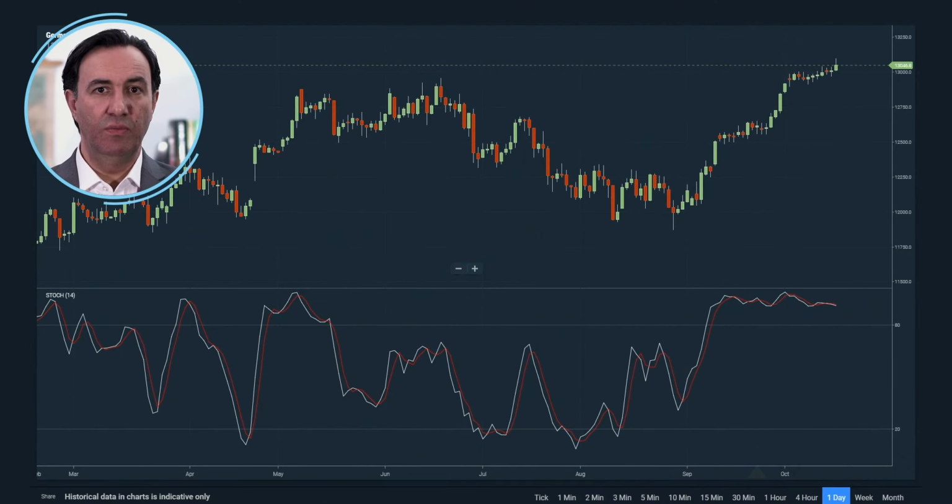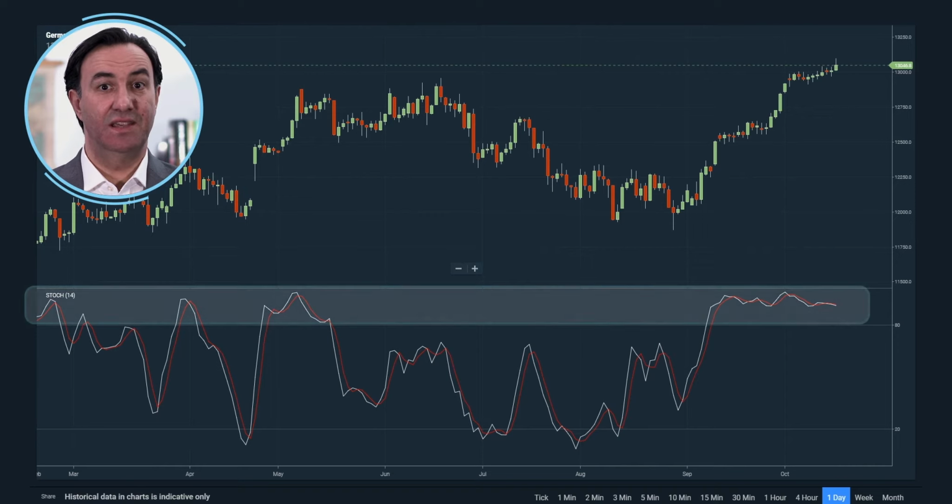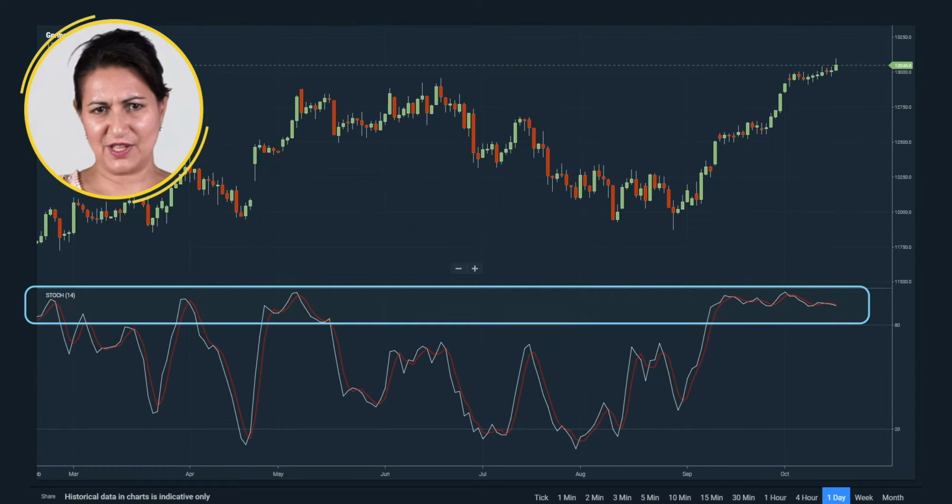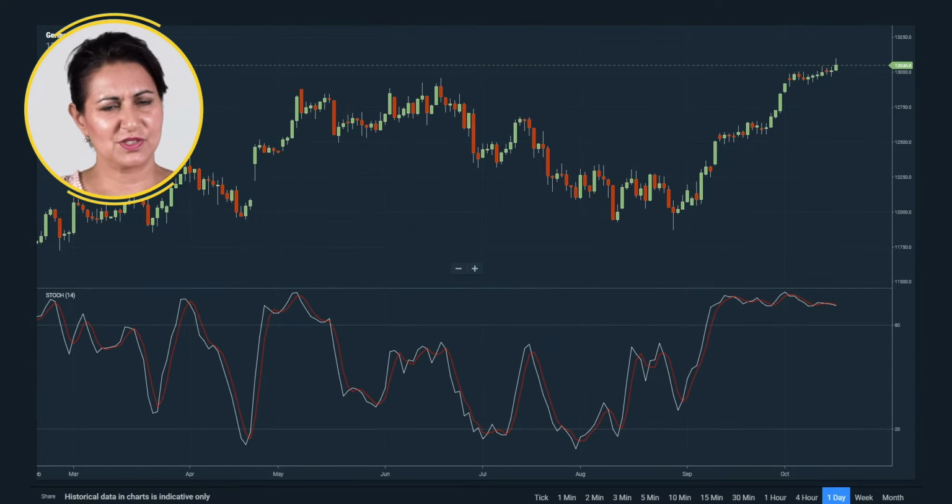And it's as easy as that? I'm afraid not. If it was, everyone would be doing it. There are a few more factors to consider. Let's look at our DAX chart again. So, it's important to note that overbought readings are not necessarily bearish. Wait, how so? I would have thought that an overbought reading would always be bearish.